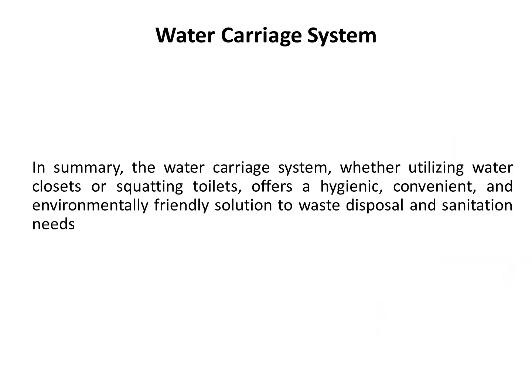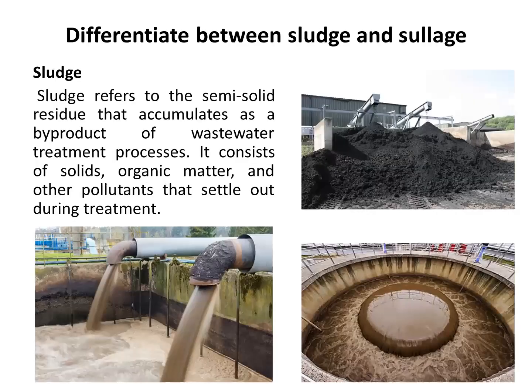The water carriage system, whether utilizing water closets or squatting toilets, offers hygienic, convenient, and environmentally friendly solutions for waste disposal. Now, these are the other objectives, and we have to differentiate between sludge and sewage. Sludge refers to a semi-solid residue that accumulates as a byproduct of the wastewater treatment process. It consists of solid organic matter and other pollutants.